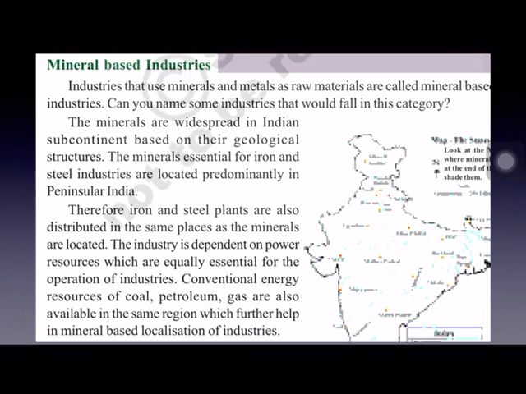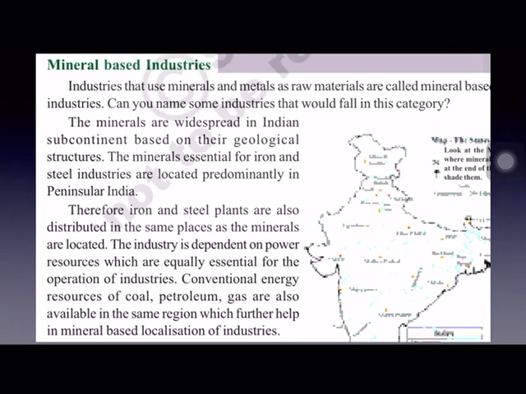Now the next one is mineral-based industries. Industries that use minerals and metals as raw materials are called mineral-based industries. For example, the iron and steel industry and the aluminum smelting industry. The minerals are spread mainly in West Bengal and the Chota Nagpur Plateau, which is famous for all the minerals. And in the Peninsular Plateau, most of the minerals are found in India. So these mineral-based industries are also mostly located in those regions where these minerals are available in abundance.